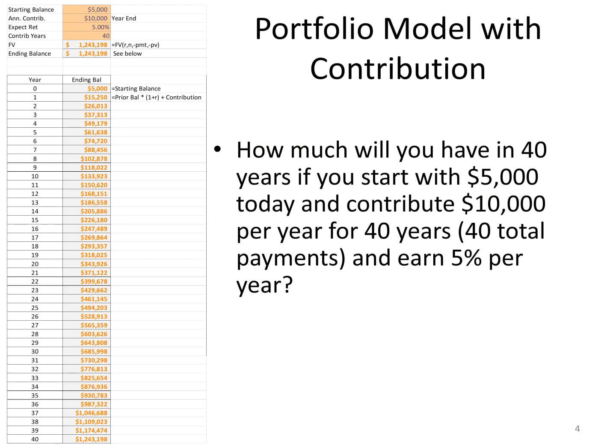So let's look at the first question. How much money will you have in 40 years if you start with $5,000 today in your account? You contribute $10,000 per year for 40 years, for 40 payments, and you earn 5% per year. So we can go to our spreadsheet.